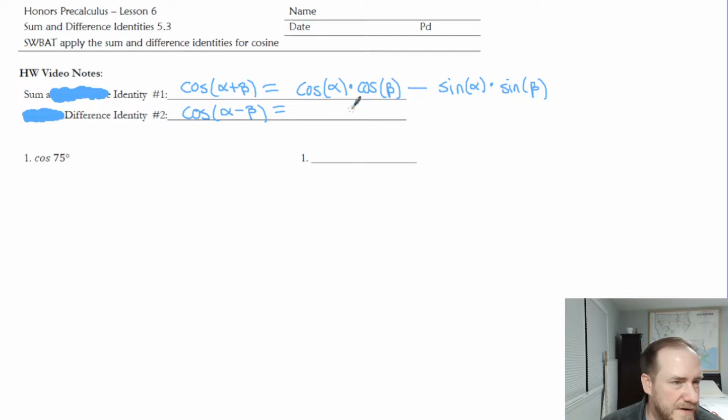And that's the identity. The other identity is the exact same thing, just with the signs reversed. The cosine of alpha minus beta becomes the cosine of alpha times cosine beta, and then it's plus sine alpha sine beta.